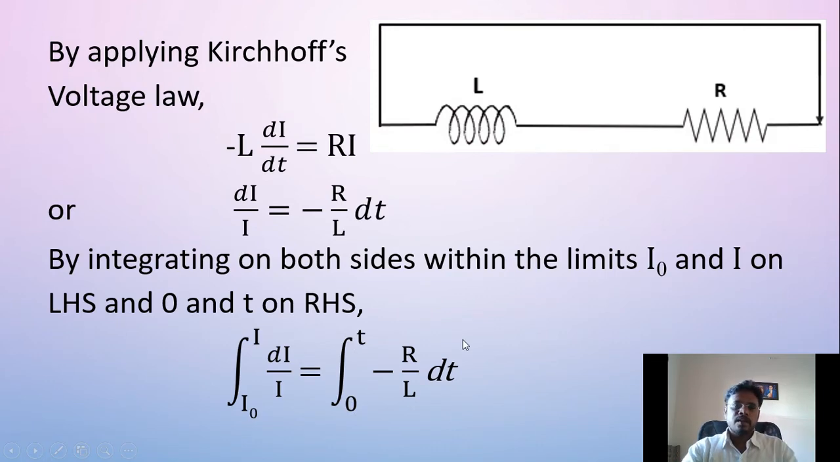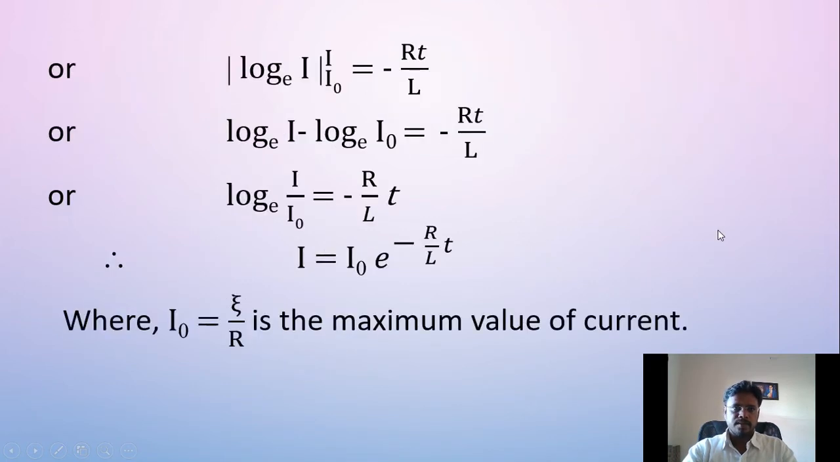After integration, we get log I on the LHS and t on the RHS. That is, log I to base e equals minus R by L, which is constant, into t, with the limits I naught and I. After applying the limits, we get log I to base e minus log I naught to base e equals minus R by L into t. Now this is of the form log A minus log B, which becomes log A by B.